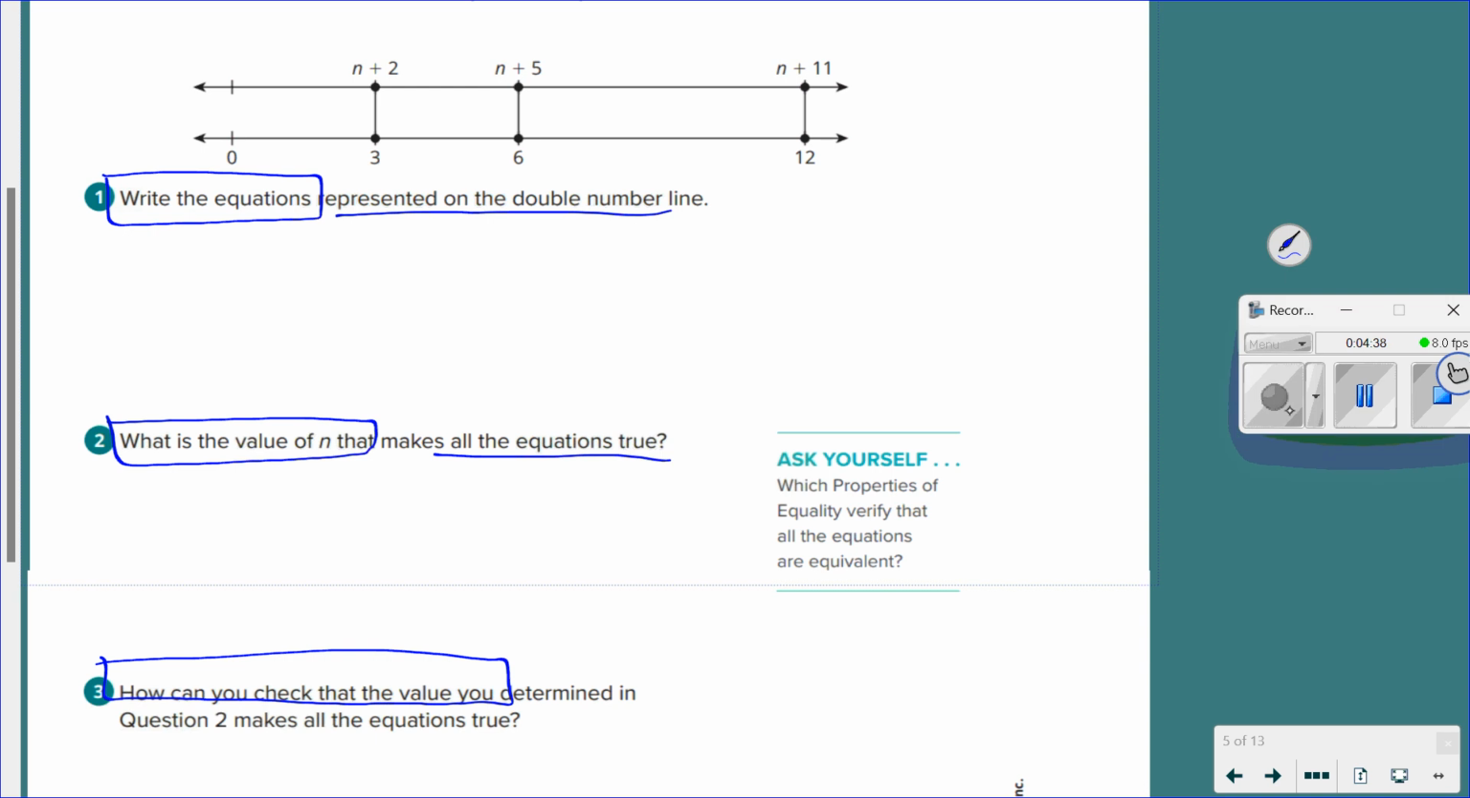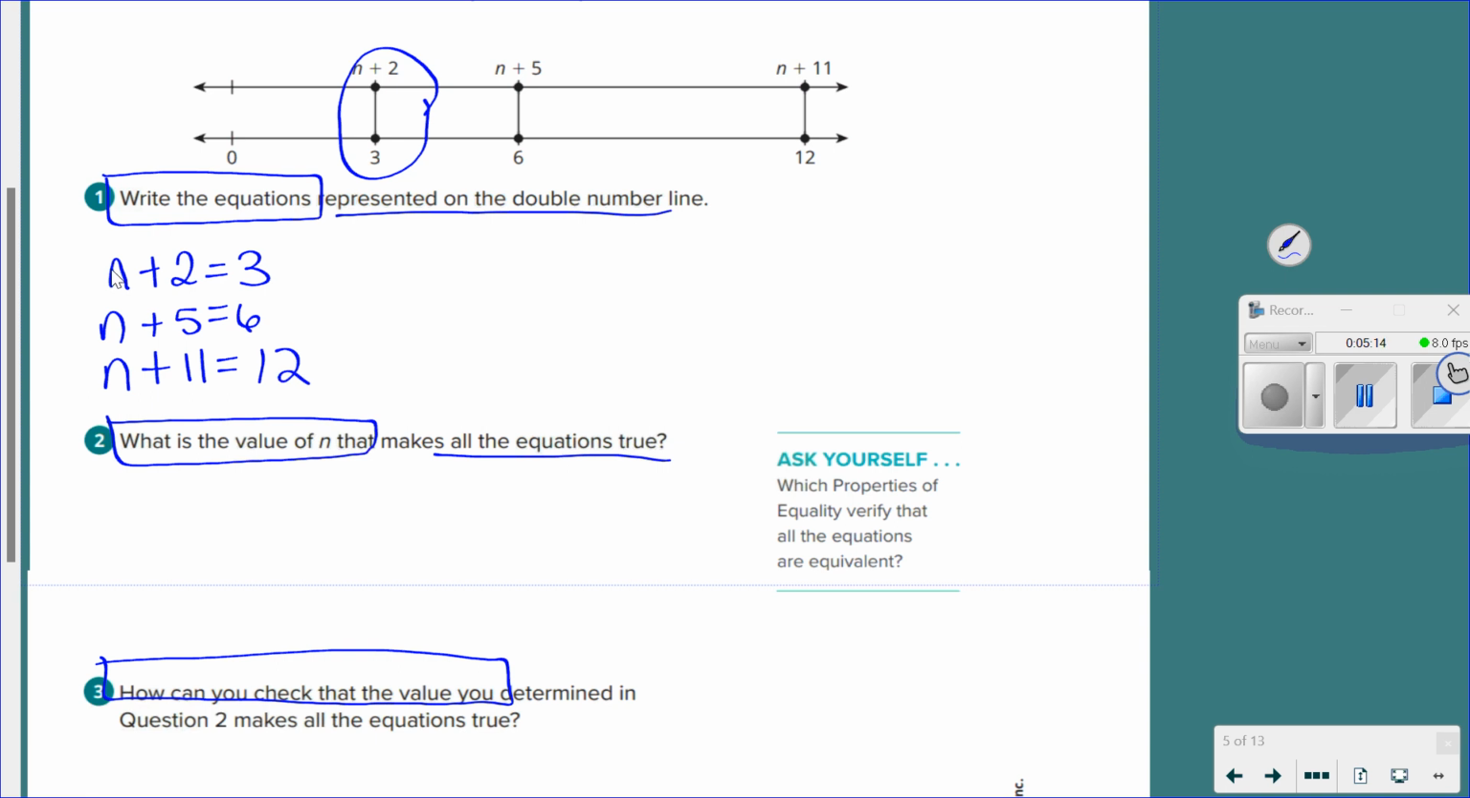Who can tell me the first equation represented on the double number line? N plus 2 equals 3. Yes. And you see it here. What is the second equation on the double number line? N plus 5 equals 6. Please pay attention to who I call to answer. And what is the last equation on the double number line? Cynthia? That's a plus sign.